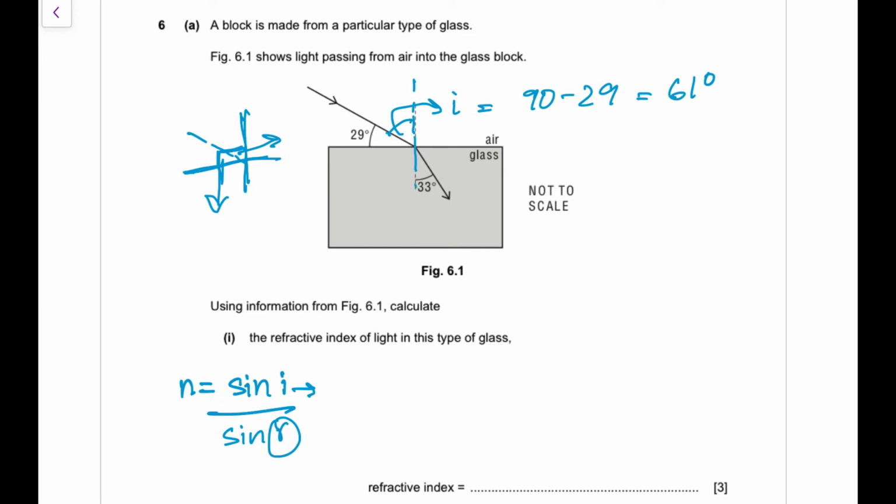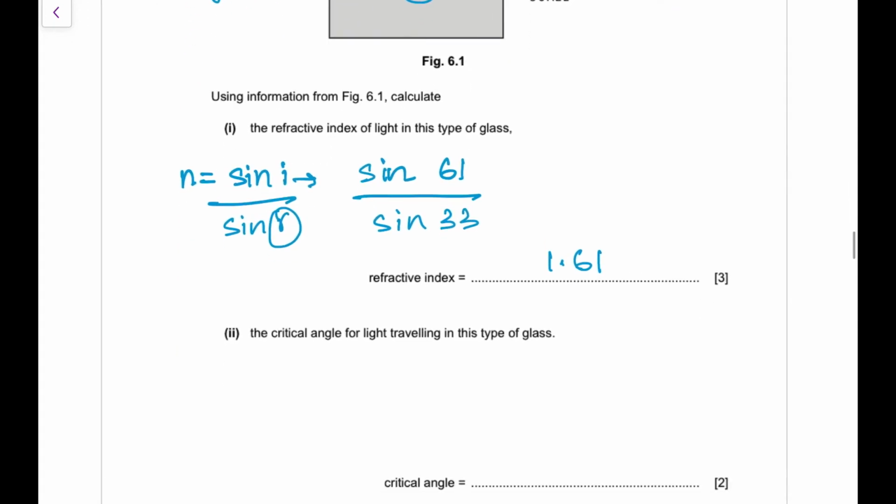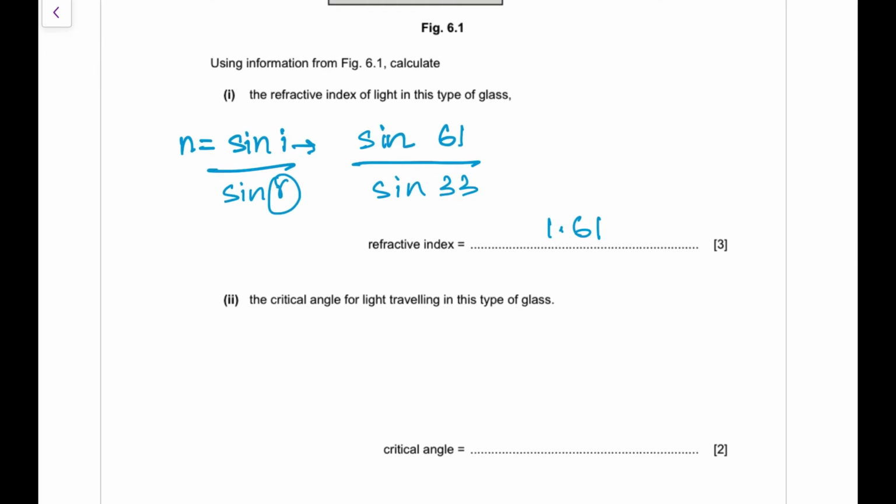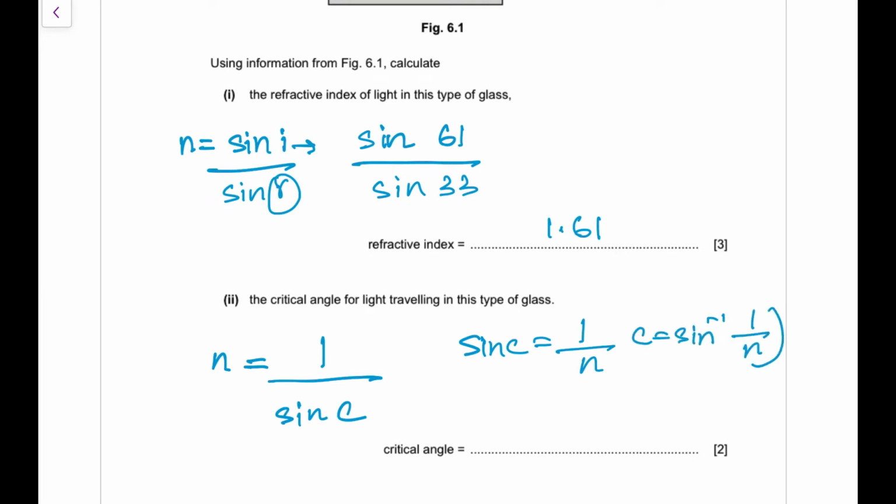and the angle of refraction is 33 degrees, so this would be sine 61 divided by sine 33, and this is equal to 1.61 corrected to 3 significant figures. To find the critical angle for the light traveling into this type of glass: refractive index is equal to 1 divided by sine of critical angle. That means sine of critical angle is 1 divided by n, and so critical angle is sine inverse of 1 divided by the refractive index. So C is equal to sine inverse of 1 divided by 1.61, and this will be equal to 38.4 degrees.